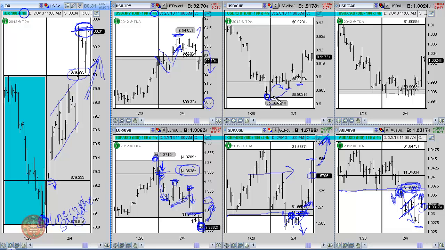So now the question here is you're forming a nice little trend line underneath you in the Swiss franc, and it looks like on a daily chart things are setting up for a nice move back up to the 95 zone or something like that.